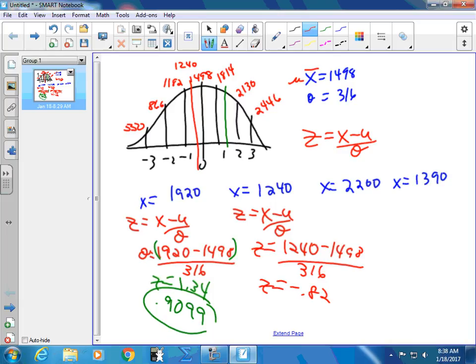What's the area approximately to the left? Is it more than 50% or less than 50%? Less than 50%. This person's SAT score is ranked more than half of their group or less than half? Less than half of their group. I look up this guy. Hang in there with me. -0.82. What'd you get? 0.2061. He's only around the 21st percentile, maybe.